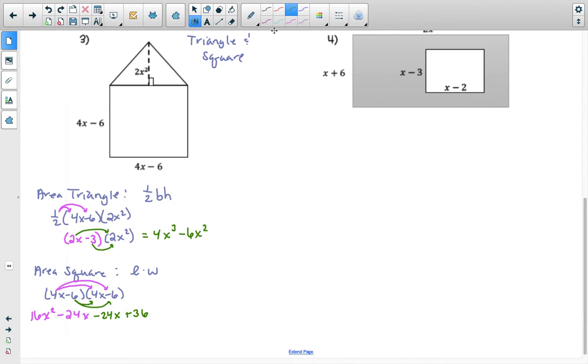Now to combine our like terms, we will end up with a positive 16x squared.